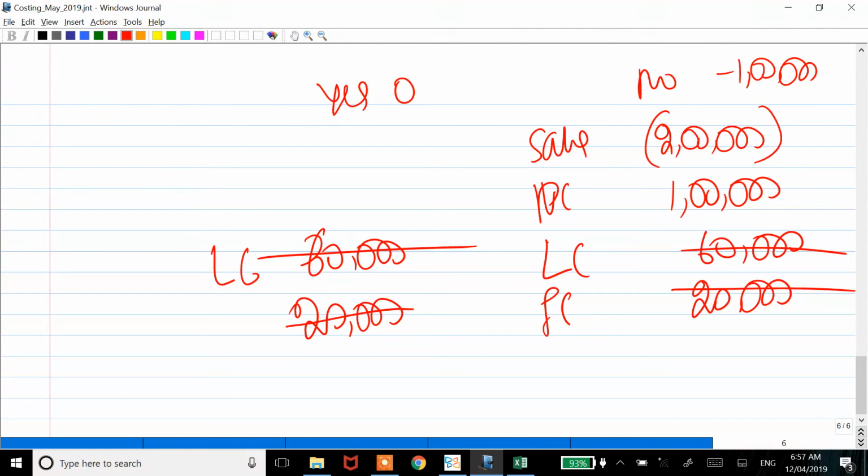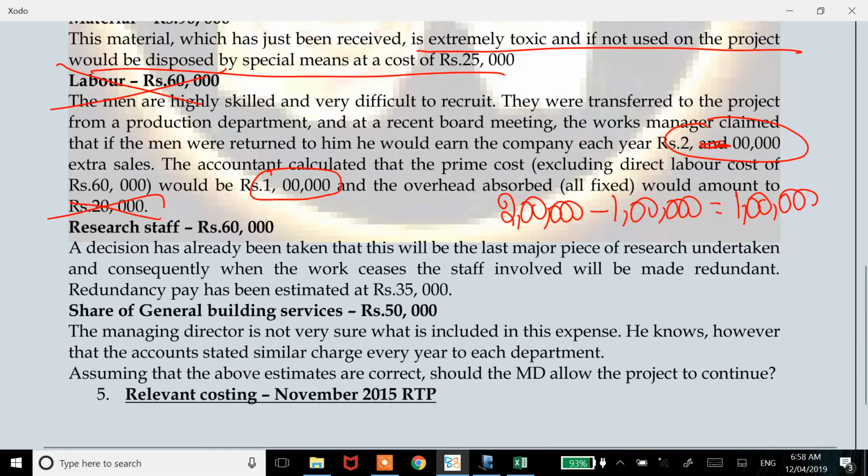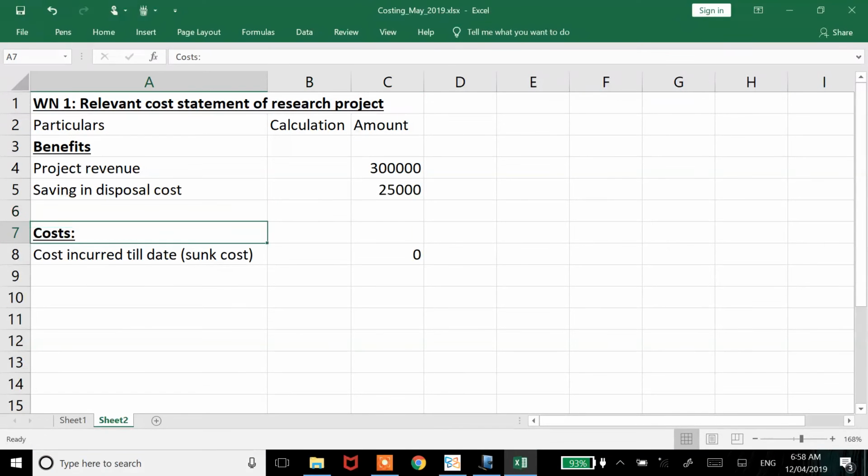Whatever categorization I have done, all categorization is because of this yes or no analysis. Net, it's because of yes or no analysis. So because I'm going to use these people in the current job, I will end up losing 1 lakh rupee of relevant profit. Any doubts on this? So labor cost in the cost: labor is 1 lakh.